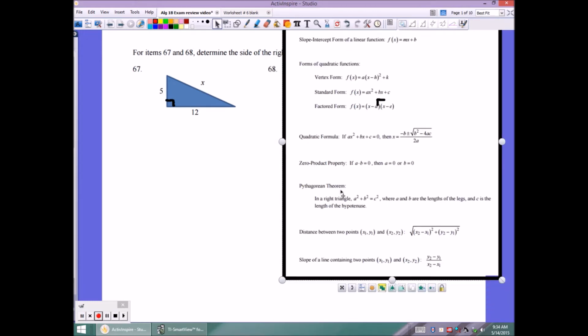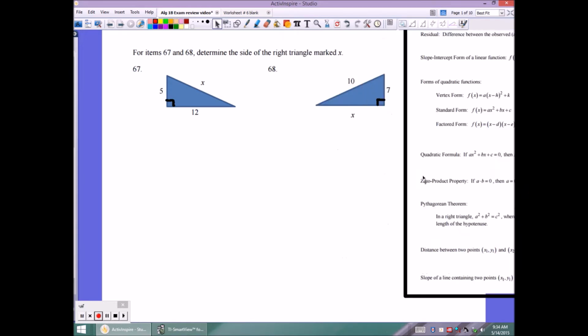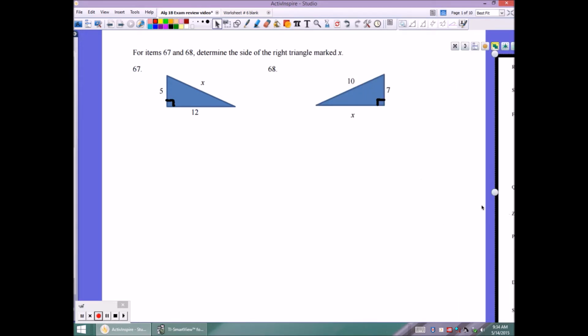It says Pythagorean theorem. In a right triangle, a squared plus b squared equals c squared, where a and b are the lengths of the legs and c is the length of the hypotenuse. This whole formula sheet will be given to you during the exam, so you want to reference back to it when you need it. So let's write out that formula: a squared plus b squared equals c squared, where a and b are the side lengths of the legs, and c is always the hypotenuse. So we can basically plug our values in.